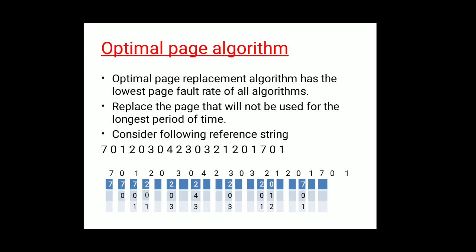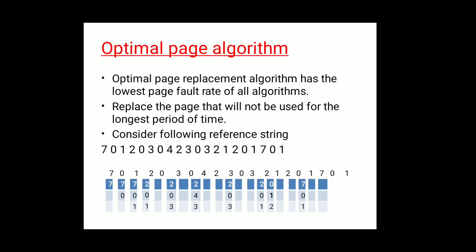Now coming to page number 4. Page number 4 has to be inserted. Which page has to be replaced? As you can observe, 0 is the page that is not used for a very long period of time. So replace 0 with 4. Now it will be 243, and it will be marked as a page fault.